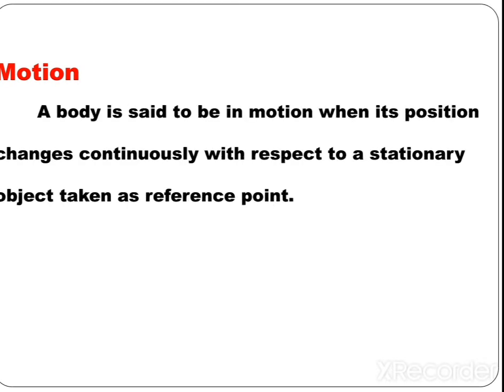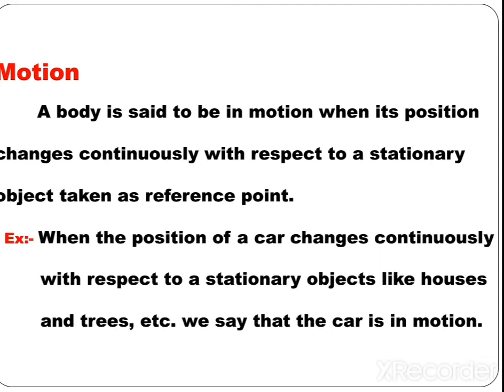Then what is the definition of motion? A body is said to be in motion when its position changes continuously with respect to a stationary object. So I have given an example here. The position of a car changes continuously with respect to stationary objects like houses and trees, etc. We say that the car is in motion.